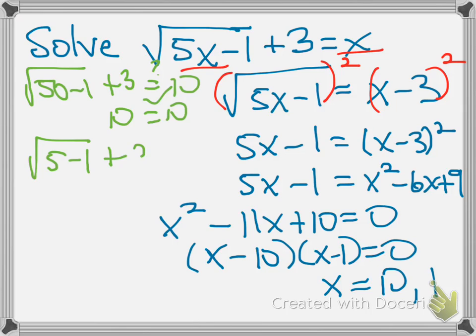Then if we plug 1 in for x, we get the square root of 5 minus 1 plus 3. We want to know if that is equal to 1. The square root of 5 minus 1 is 2. 2 plus 3 is 5, and 5 is not equal to 1. So 1 is actually not one of our solutions. The only true solution to our equation is 10.